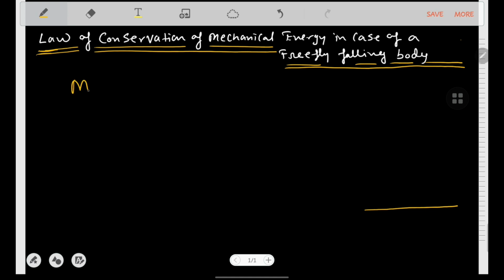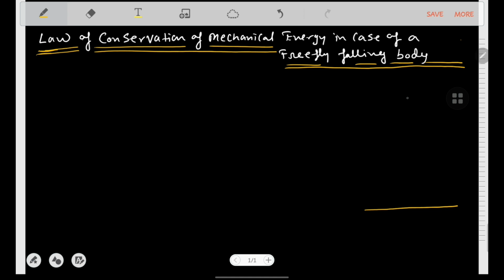It means the ME, mechanical energy, is equal to the sum of PE, potential energy, plus KE, kinetic energy. We have to prove that at every point during the free fall it will be the same. So to understand this derivation, we need to understand first the image, that means the figure we are going to make here.